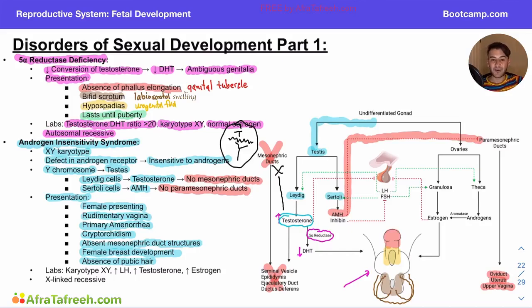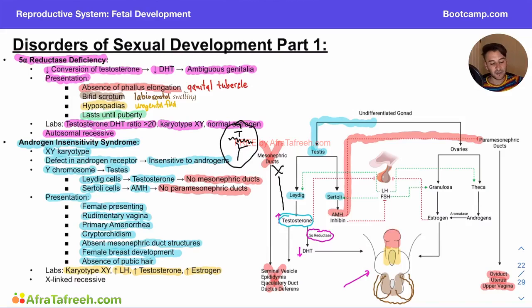In terms of diagnostic workup here, we're going to have a karyotype that is XY, and then we're going to have increased levels of luteinizing hormone as well as increased levels of testosterone and increased levels of estrogen. Now, why is it that we have increased luteinizing hormone? It's because the receptors responsible for sensing testosterone in the pituitary are not working. So the pituitary cannot sense that there are extreme levels of testosterone around, and so it keeps pushing more and more luteinizing hormone in order to try and get up from the absence of testosterone that it thinks it's experiencing.